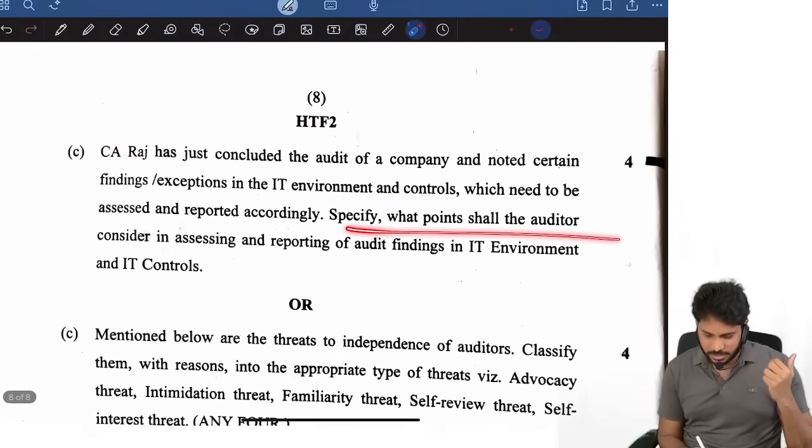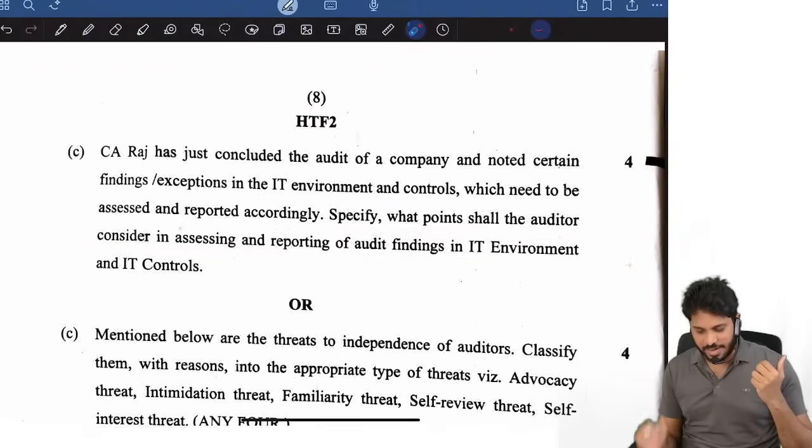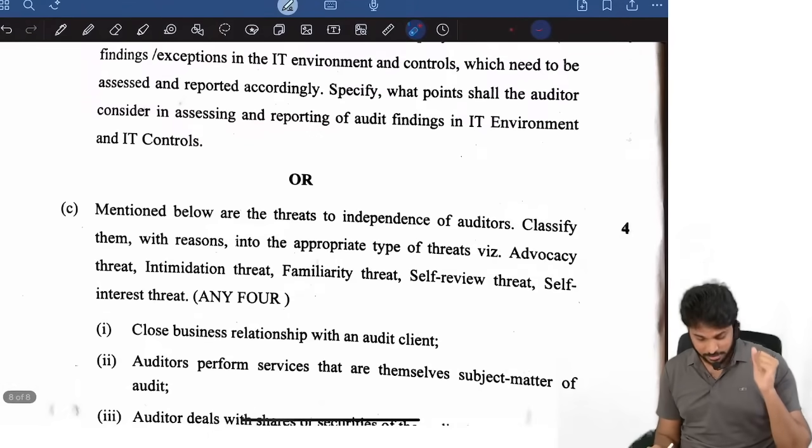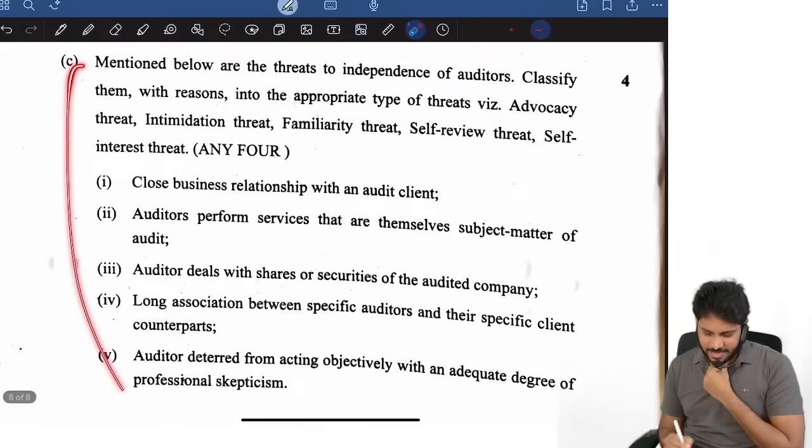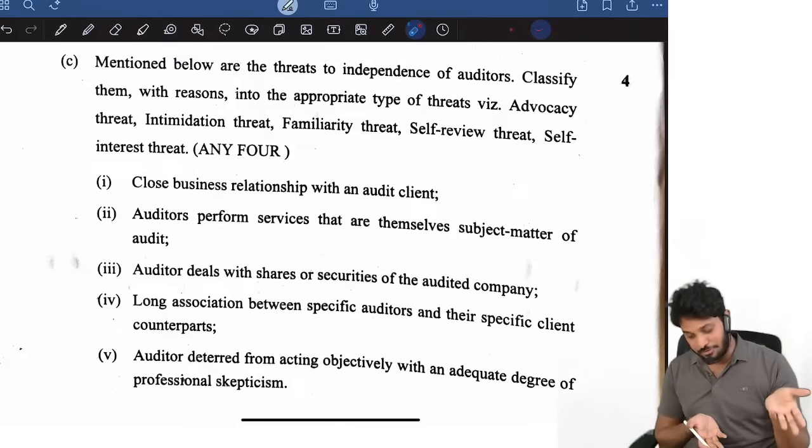This is also about what points the auditor shall consider in assessing and reporting findings in an IT environment, an automated environment topic. These are all threats identification. This question was there in May 25 also or Jan 25, a similar question somewhere.